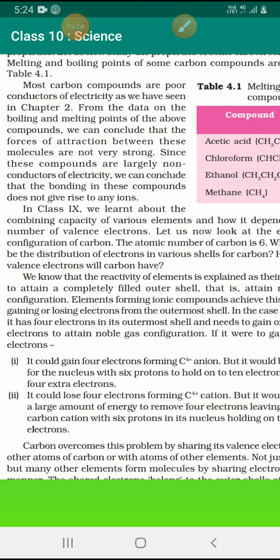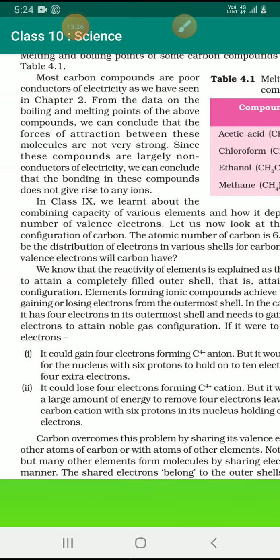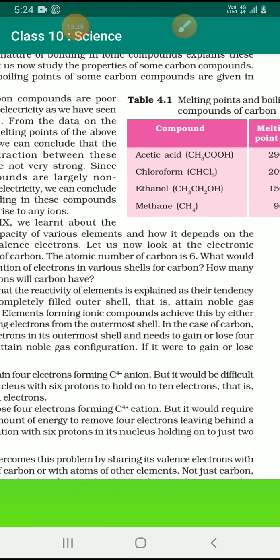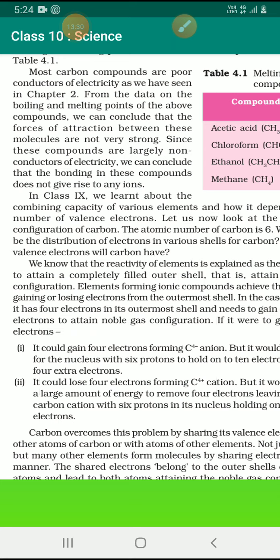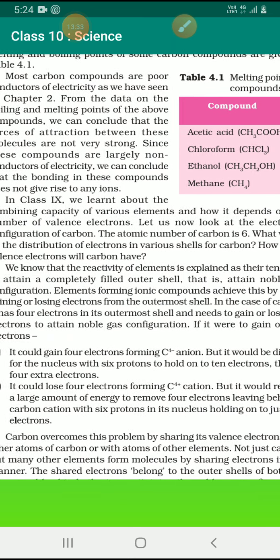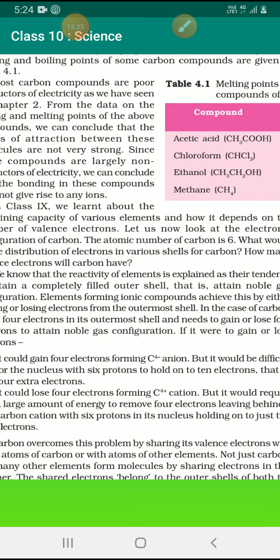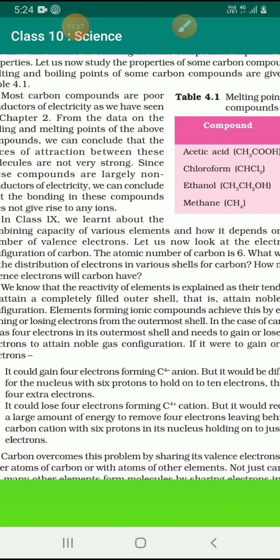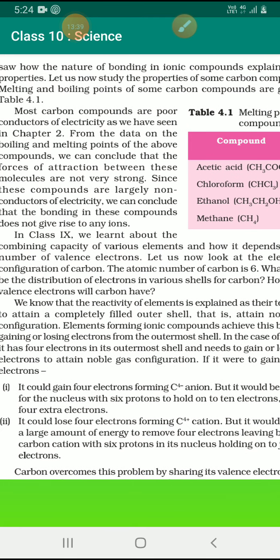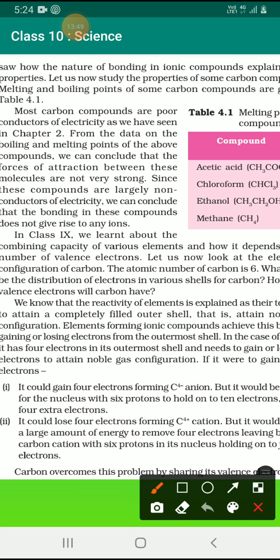In class 9 we learnt about the combining capacity of various elements and how it depends on the number of valence electrons. So remember that. One more important thing I'll tell you: what do you mean by valence electrons? You might have studied this in the ninth standard, but for your information, I'll tell you once again. Valence electrons means the electrons which are present in the outermost shell. The electrons which are present in the outermost shell are called the valence electrons.